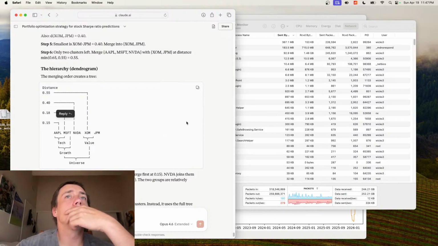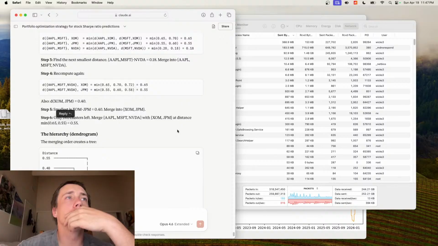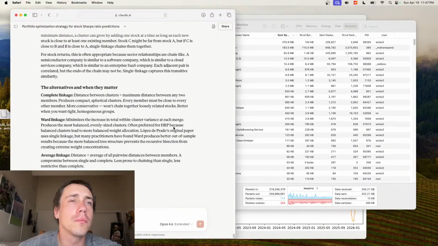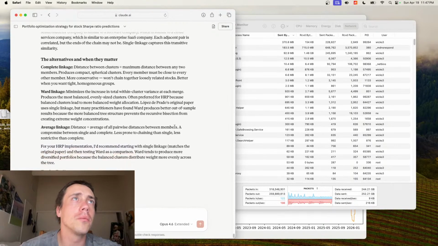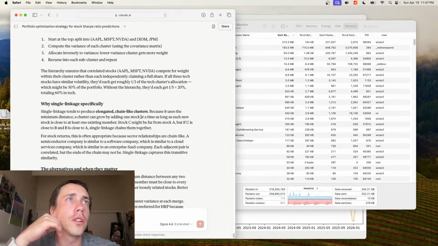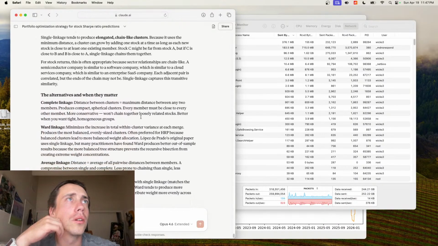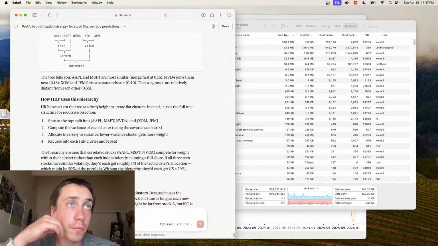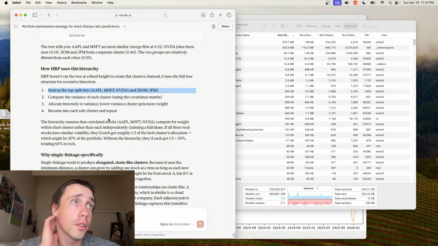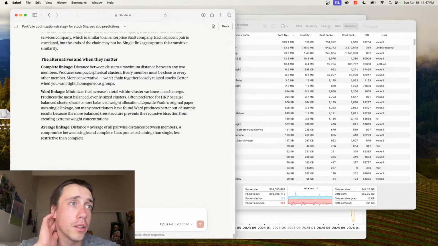The hierarchy. Complete linkage: distance between clusters is equal to maximum distance. Single linkage tends to produce elongated chain-like clusters. It doesn't cut the tree at a fixed height to create flat clusters. Instead, it uses the full tree structure for recursive bisection. What is recursive bisection?